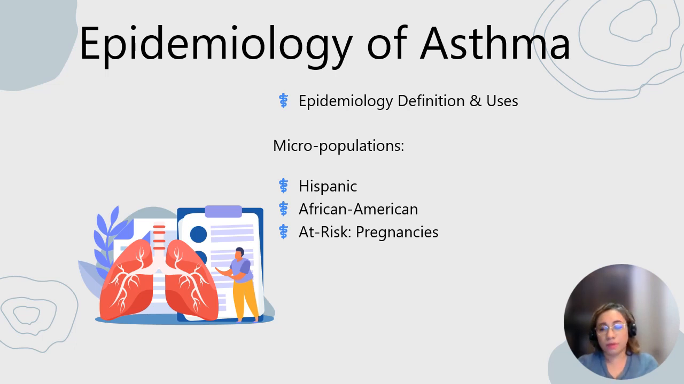Another micropopulation that seems to be affected is not so much the pregnant women, but the unborn children of pregnant women. The health of the mother plays an imperative role in the development of the fetus. Some of the maternal pregnancy diagnoses that place their offspring at risk for developing asthma are hypertension, preeclampsia, and anemia.